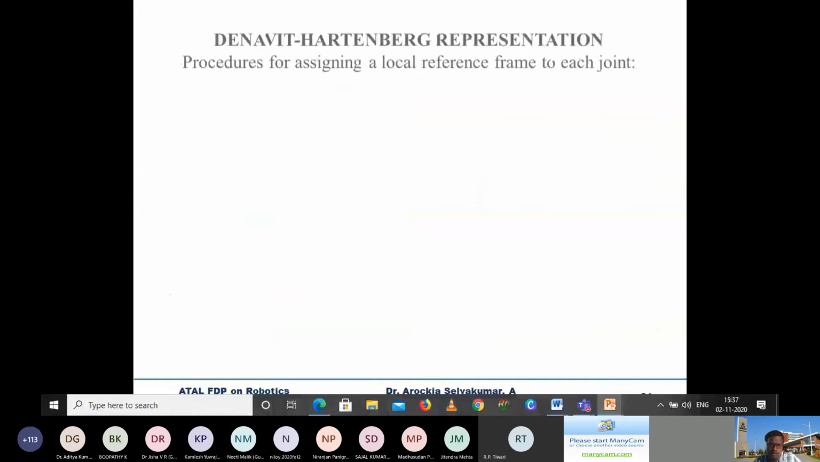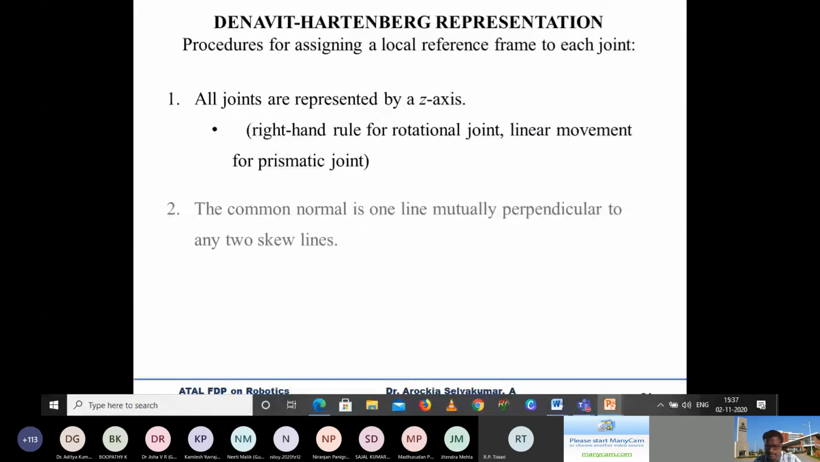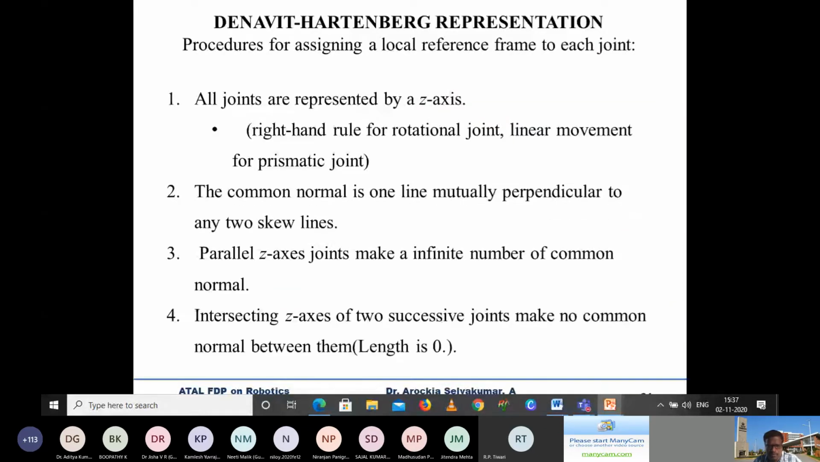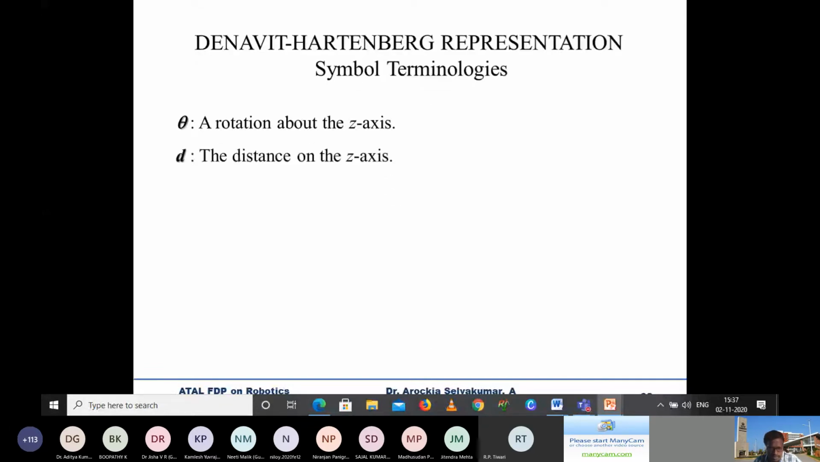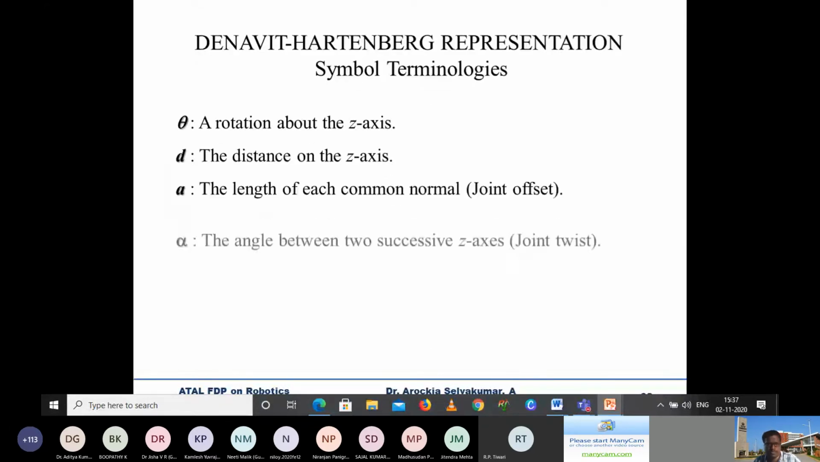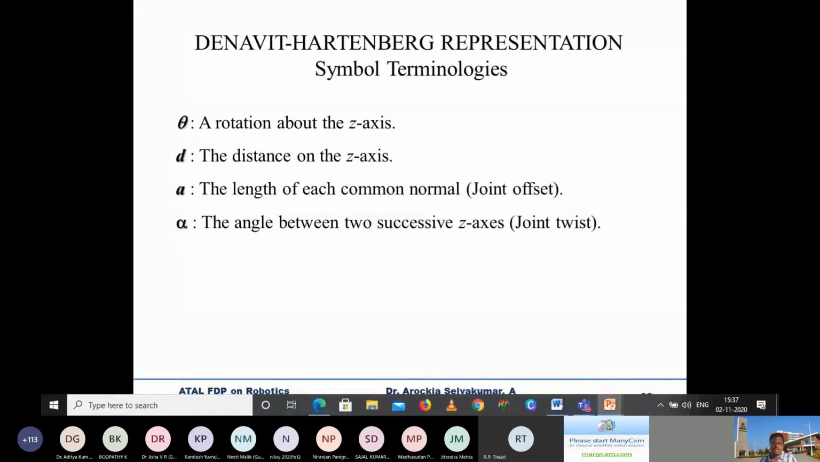Now, how to proceed further? This is a general thing. I have explained it in the earlier slide, so that is more than sufficient. As I said, these four parameters are important. Theta is rotation about the z-axis. D is the distance on the z-axis. And A is the length of each common normal, that is the joint offset we used to say. And then alpha is the angle between two successive z-axes, otherwise the joint twist we will say.